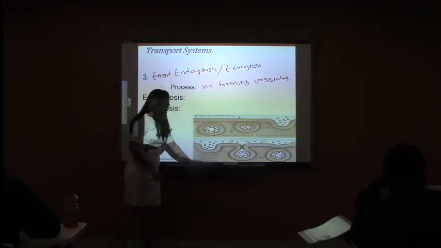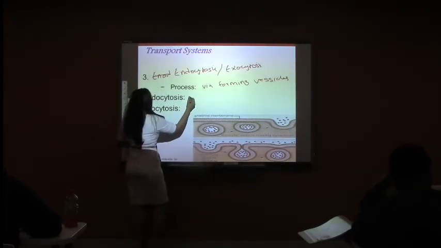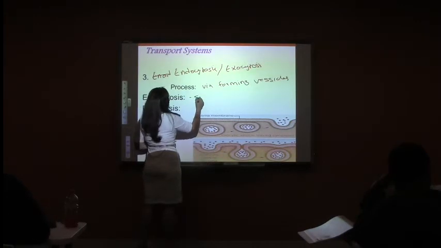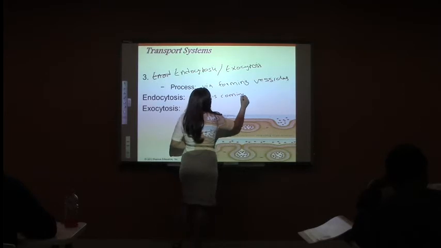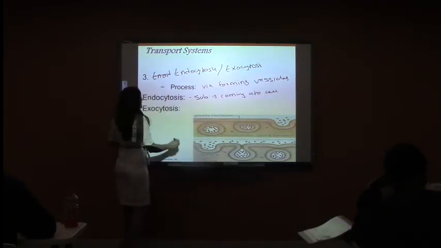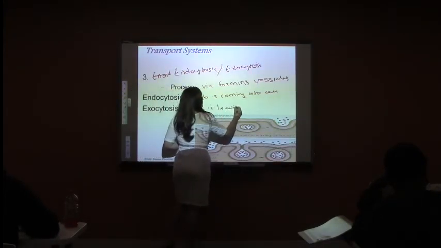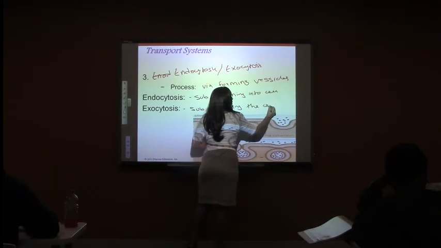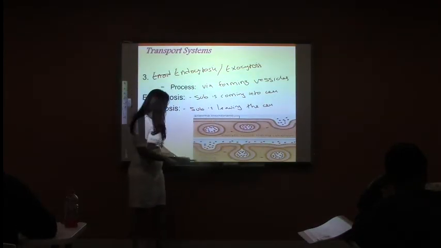So in this one, okay, in endocytosis, substance is coming into the cell. Exocytosis, substance is leaving the cell. And both processes utilize vesicles, which are like little packages.